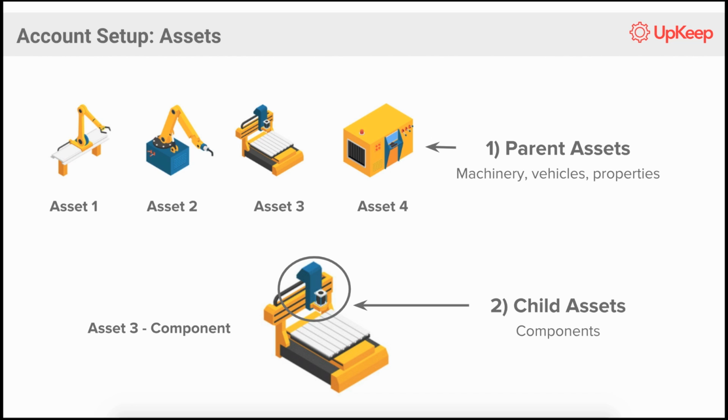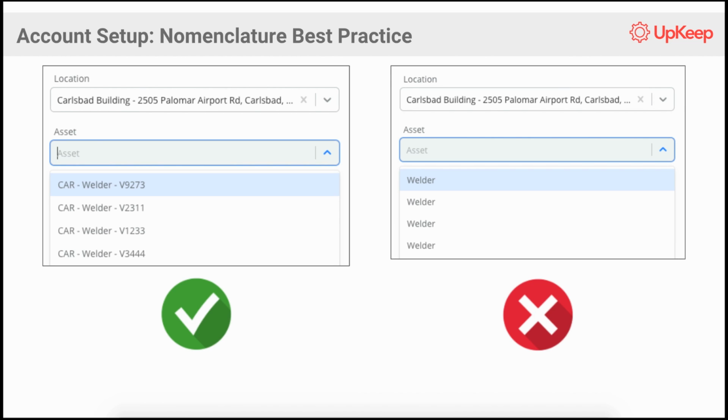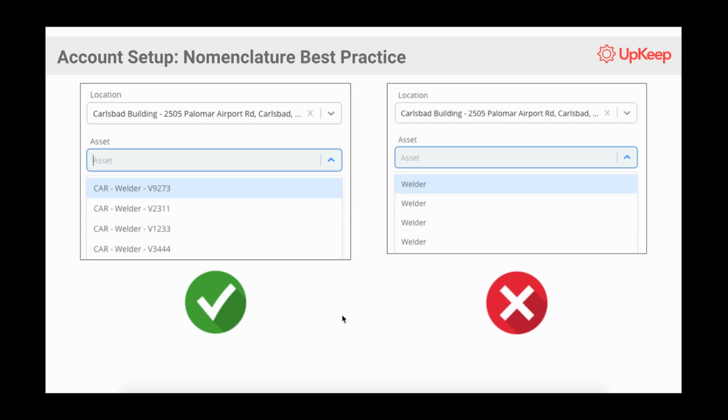Child assets are components of the main asset, and without the parent unit, the child unit will not be able to function properly. As a best practice, we recommend creating a consistent nomenclature for your assets to streamline reporting and team communication. In the example on the left, the asset nomenclature includes key details such as asset name, usage type, and model number. This will make it easy for your team to quickly understand what assets you're referring to. Next, we'll take a look at setting up your assets.